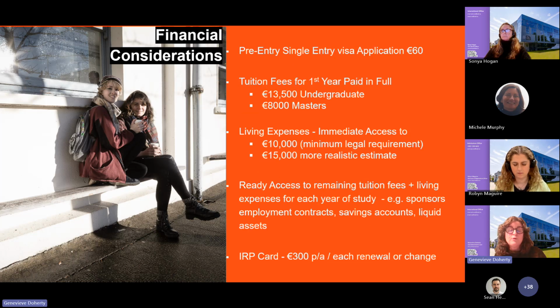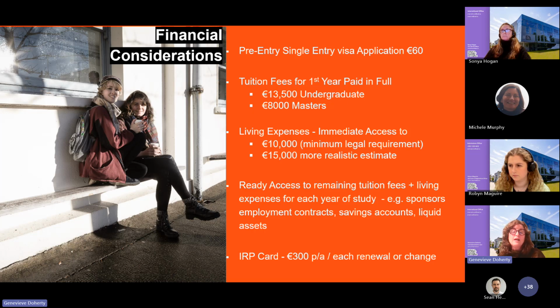For the pre-entry visa, there's a small application fee of about €60 for a single entry. You will have had to pay your tuition fees in full for your first year of study. So for an undergraduate program with us at the moment, that would be €13,500. For our master's programs, most of ours will go over one academic year, whether it's for 3 semesters or 4 semesters. So our master's programs are €16,000. We expect you to have paid €8,000 for the first academic year. So you will need to have paid that.